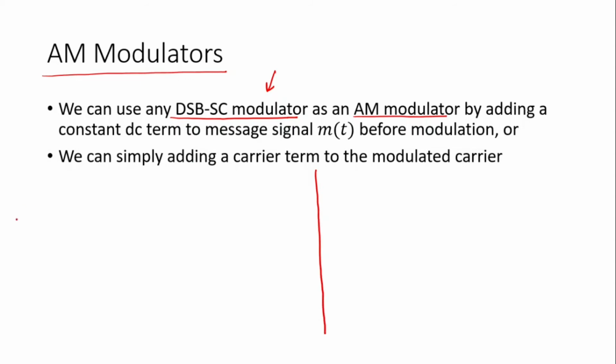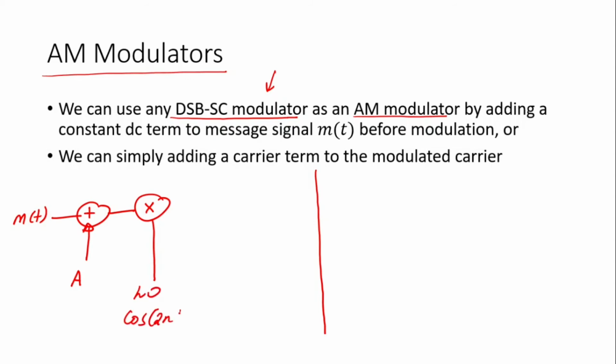The first model is we have an m of t, and we can give a DC offset, say A, and then we can pass it through the modulator, which is having a local oscillator of cos 2 pi fct, and then we can transmit it. So this is the first option.